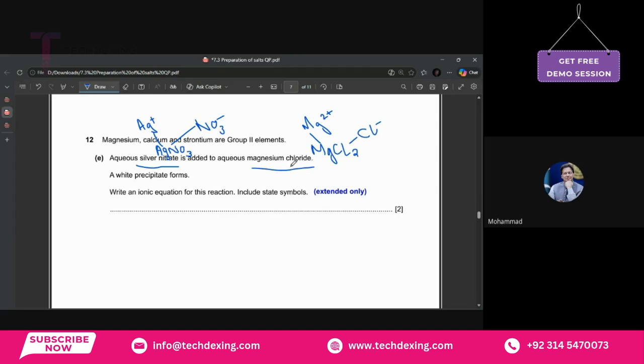Silver and chloride. Very good. The Ag plus ions will react with the chloride ions and give us an insoluble solid, a precipitate. And what's the name of that precipitate? Silver chloride. Very good. And what would be the other product that we will get?